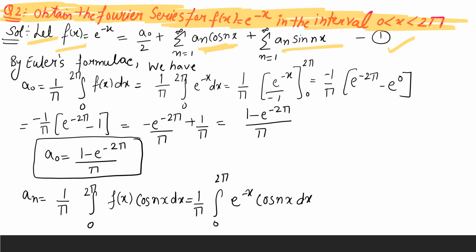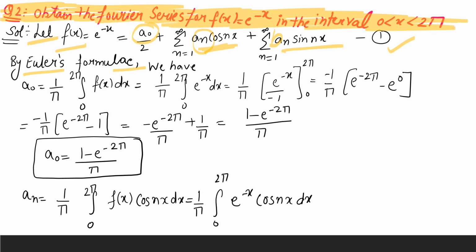So we let our function be equal to a0/2 + summation n = 1 to infinity a_n cos nx + summation n = 1 to infinity b_n sin nx, and this is the first equation. This is the first step. Then what is the second step? We have to find a0, a_n, and b_n values, and then put those values in this series so that we can find the whole series for the given exponential function.